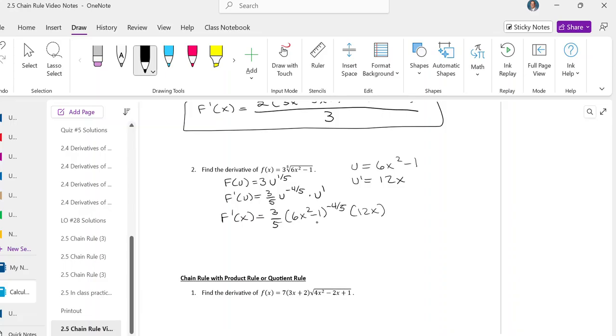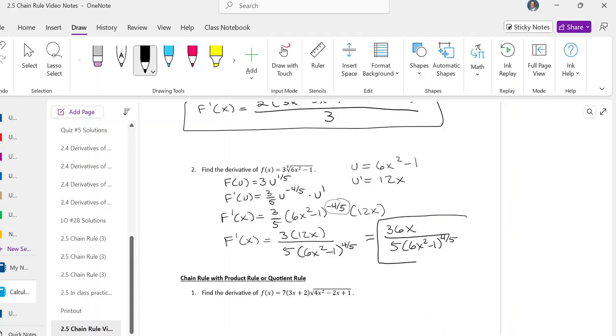So now, moving stuff around, notice this is a negative exponent, so it's going to move to the bottom of the fraction. So it's going to be 3 times 12x over 5 times 6x squared minus 1 to the 4/5 power. Well, 3 times 12x becomes 36x over 5 times 6x squared minus 1 to the 4/5 power. Final answer.